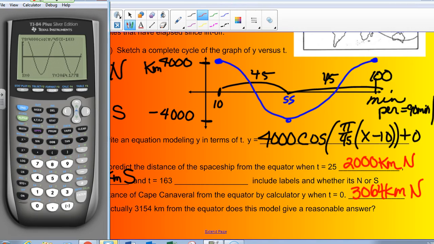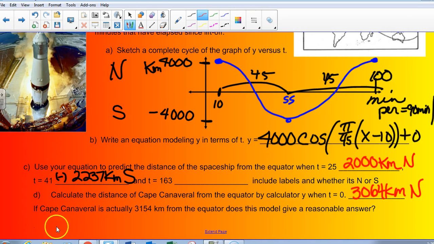All right. I went online and found a website that said Cape Canaveral is actually 3,154 north of the equator. But that was the town of Cape Canaveral.